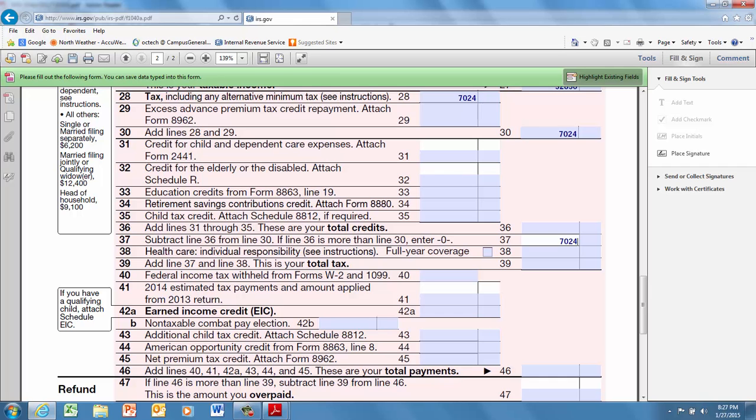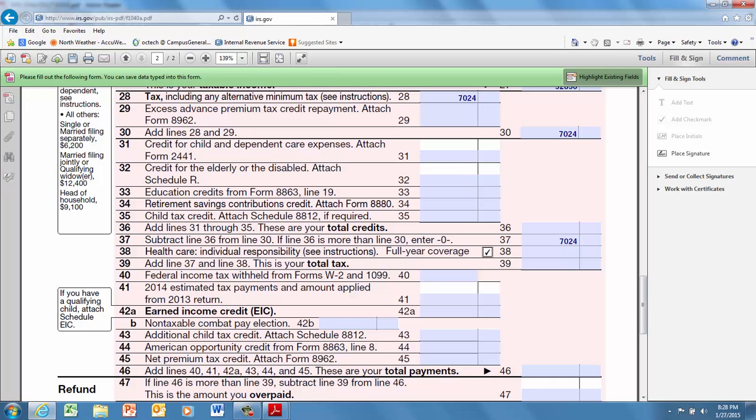Line 38, healthcare, individual responsibility, full year coverage. If they had coverage all year through their employer or through some other kind of insurance, then you would check this box, and there's no penalty that they have to pay. They did have insurance all year for themselves and for Alacia, so we're going to check that box.